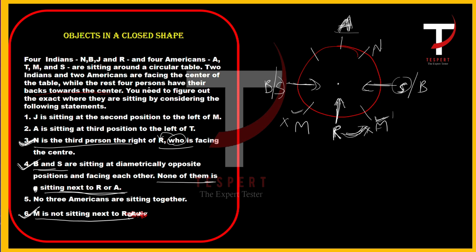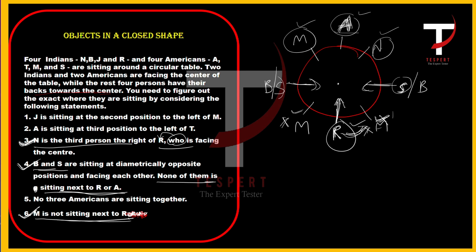Now M must be next to A. As M is not sitting next to R, M shouldn't come here, M shouldn't come here either. So here either B or S will be there. Here N is there, here A is there, so M must be here. This is the only place for M. So A is fixed, R is fixed, right? So B and S, N is also fixed. So B and S, we will look into this now.